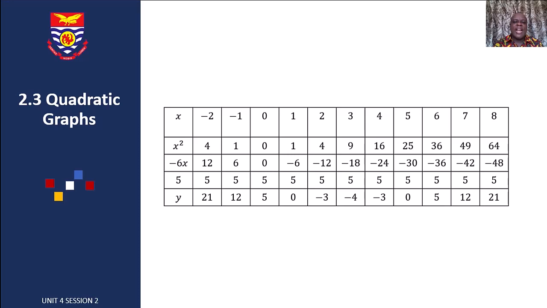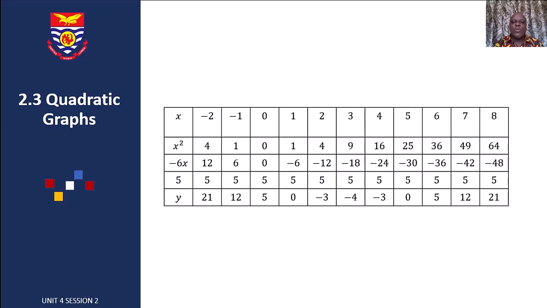Then we add the numbers under 1: 1, -6, 5, we get 0. We add the numbers under 2: 4, -12, 5, we get -3. We add the numbers under 3, we get -4. Under 4, we get -3. Under 5, we get 0. Under 6, we get 5. Under 7, we get 12. And then finally, we add the numbers under 8 and we get 21.